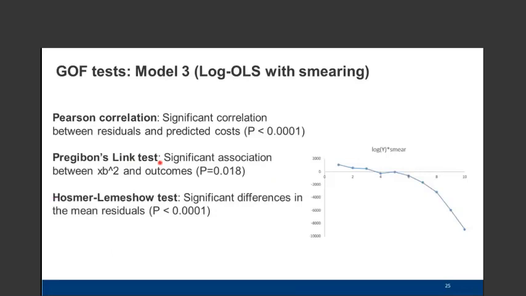So in this case, just to go over some of the goodness of fit tests, despite the smearing, we still get some issues with residuals being associated with predicted cost. We have some misspecification in the model here, and also we have some residuals that are still significantly different from zero across the deciles. But when you look at the zigzag pattern, you don't see that here. You see the slight overprediction and then a lot of underprediction with the residuals.